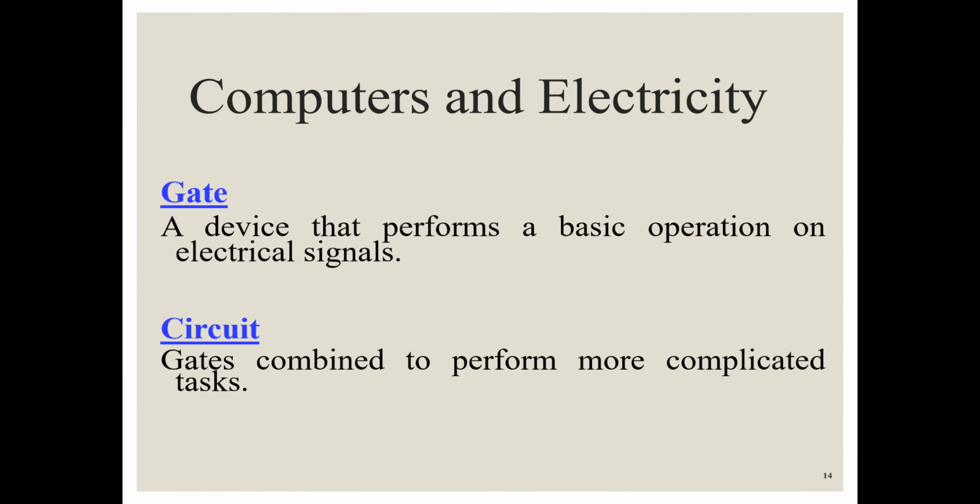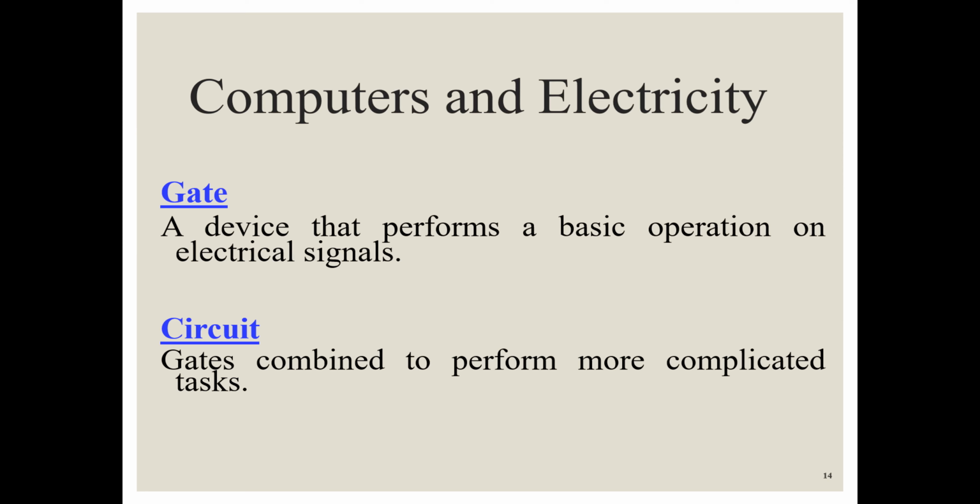Computers and electricity. Let us see now how these gates, or electronic circuits, are used in computers and electricity. A gate is a device that performs a basic operation on electrical signals. A gate is usually called a logic circuit. There are different kinds of gates, which we'll see in the coming slides.